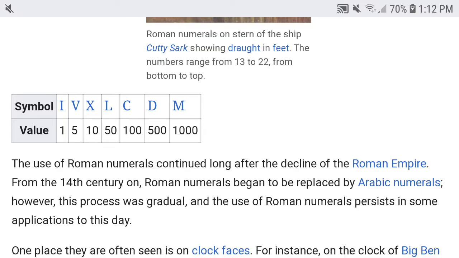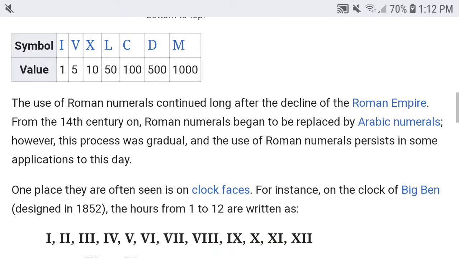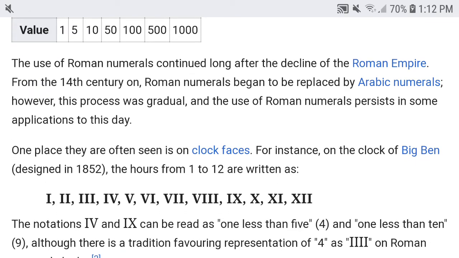But yeah, MMXXII is for 2022, which is actually quite interesting. I just realized about that. Maybe you guys also realize that. Quite fun, right? The use of Roman numerals continued long after the decline of the Roman Empire.